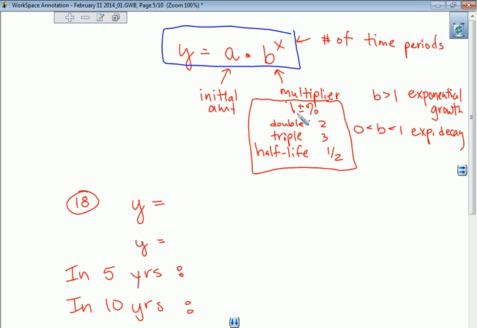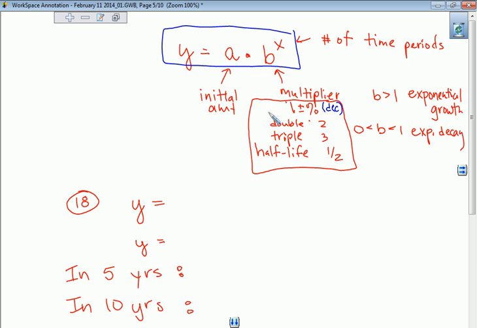Now, if our growth or decay is represented as a percentage, we'll write that percentage as a decimal every time, and we'll add or subtract that to 1. So if I said the population increased by 2% per year, our multiplier would be 1 plus 0.02. So you'll change that percentage to a decimal.